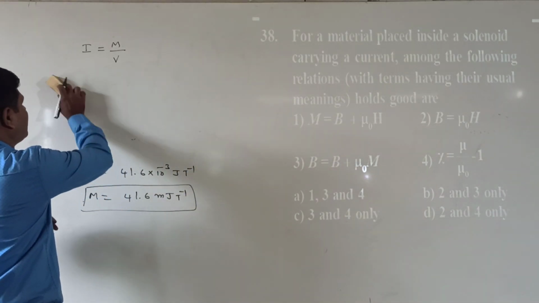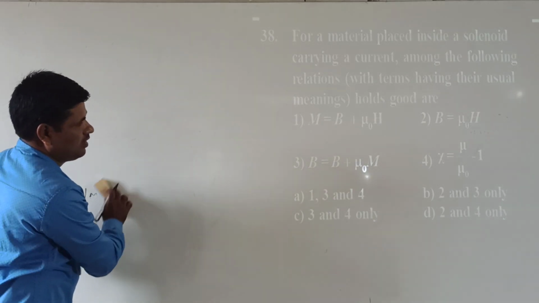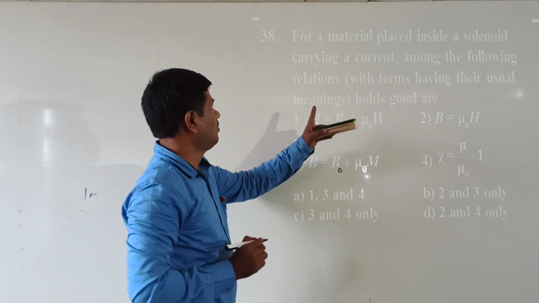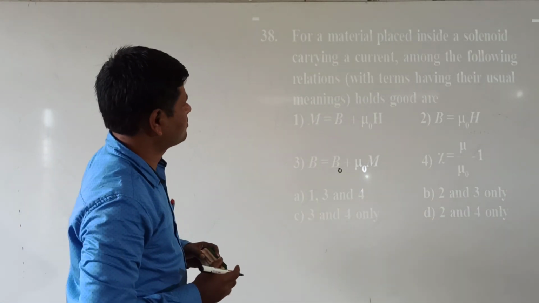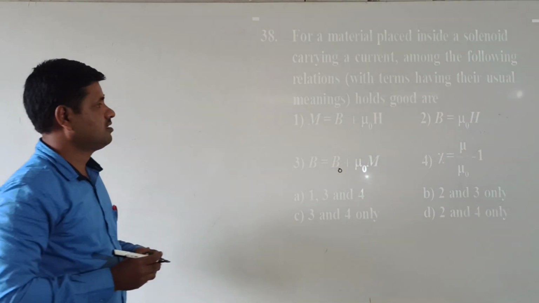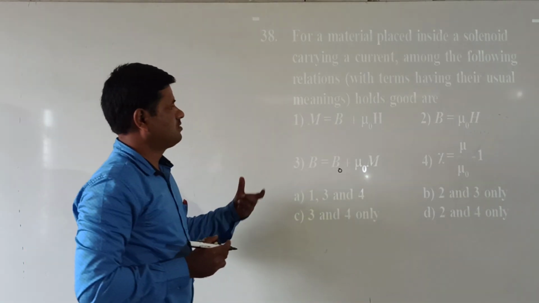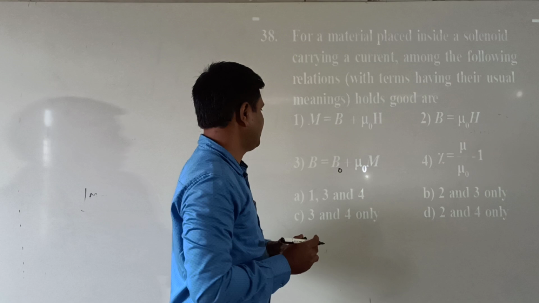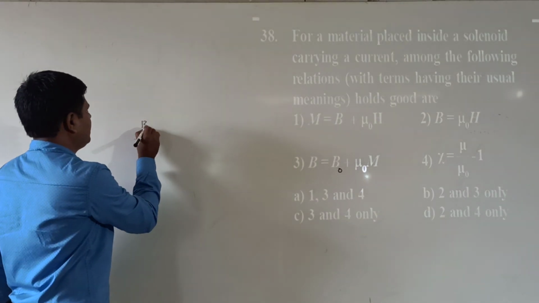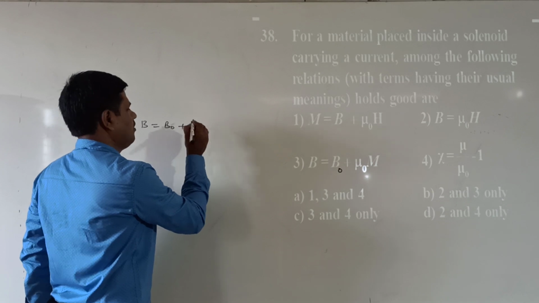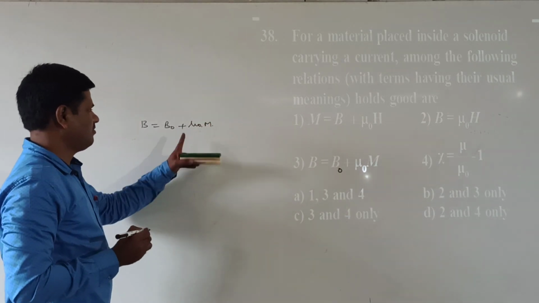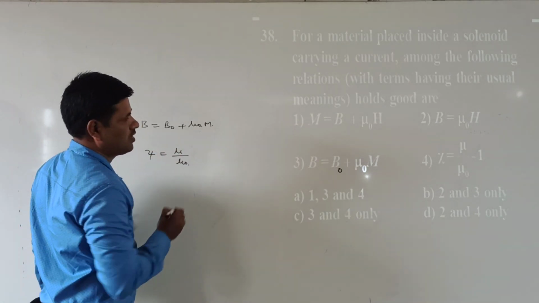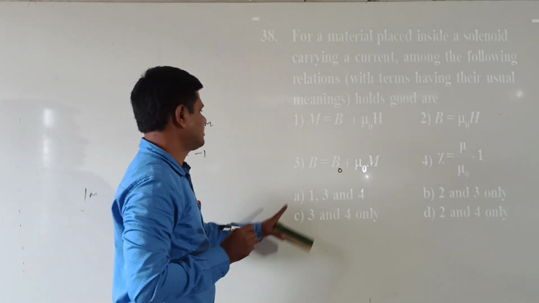Listen here, in question number 38, there is one small mistake: B naught we have to give here. The material is placed inside a solenoid carrying a current. Among the following, which relations hold good, that is, which are the correct ones, they are asking. We know there are two relations: B is equal to B naught plus mu naught M, and from this relation we get chi is equal to mu by mu naught minus 1. These two relations are correct.